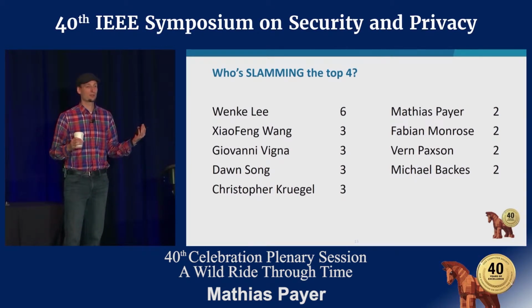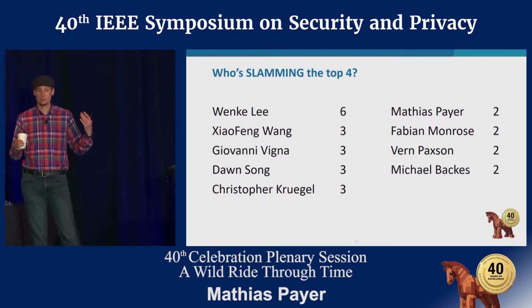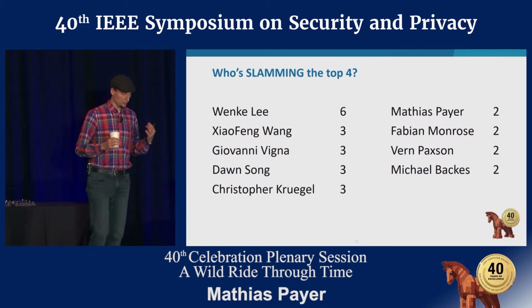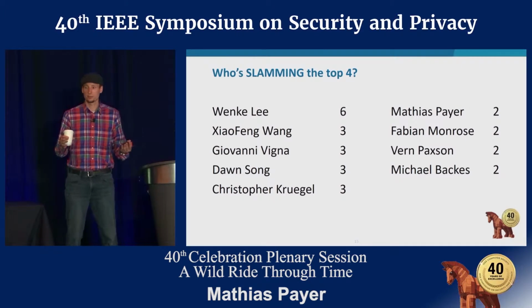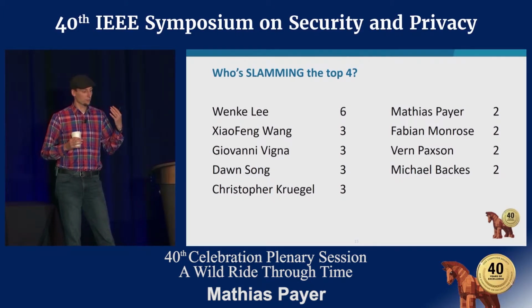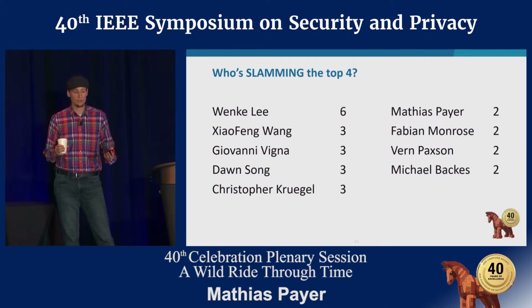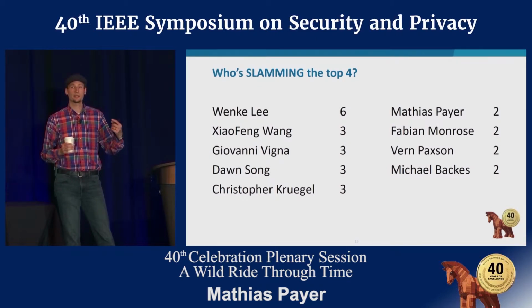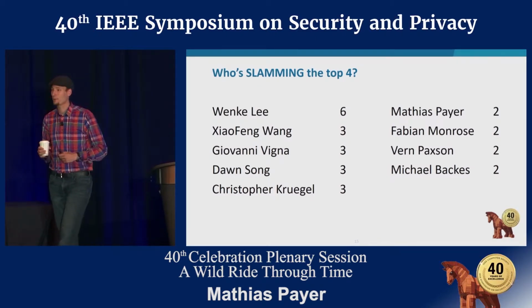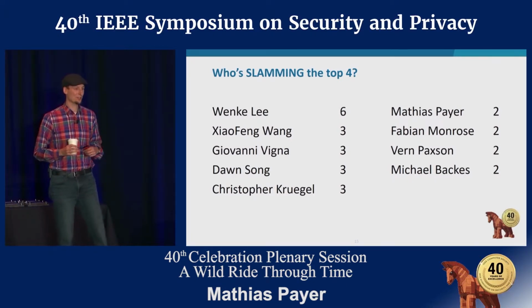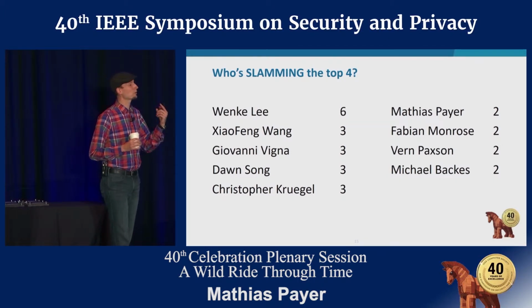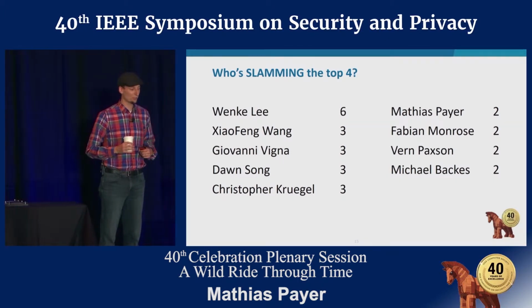As we look at other conferences, while Oakland was around for the longest, the other conferences, CCS, USENIX Security, and NDSS are also considered part of the top 4. And the notion of slamming the top 4 is having, in a single year, at least one paper at each of the top 4. Vigna is leading this ranking with 6 slams. So for 6 years, he had at least one paper at each of the top 4 conferences.